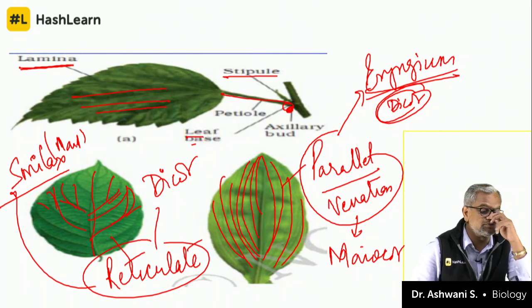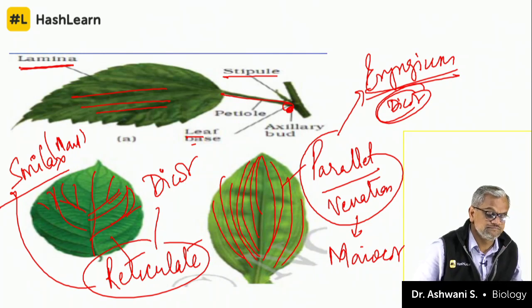Banana is a parallel venation, Shivam. Banana is a monocot, Jyotsna, it is not dicot.